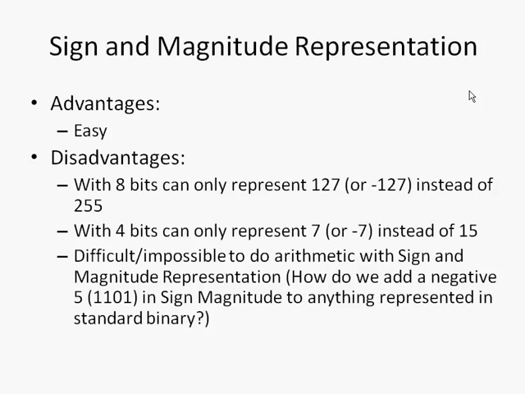And a good thing to remember also is that it's difficult or almost impossible to do arithmetic with sign and magnitude representation. For example, how do we add a negative 5, which is 1101, in sign and magnitude to anything represented in standard binary? The two just don't mix.